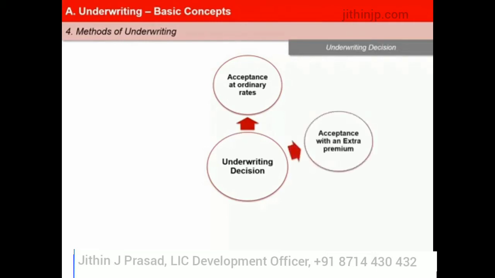Second, acceptance with an extra premium. It is the most common way of dealing with the large majority of substandard risks and involves charging extra premium over the tabular rate of premium.